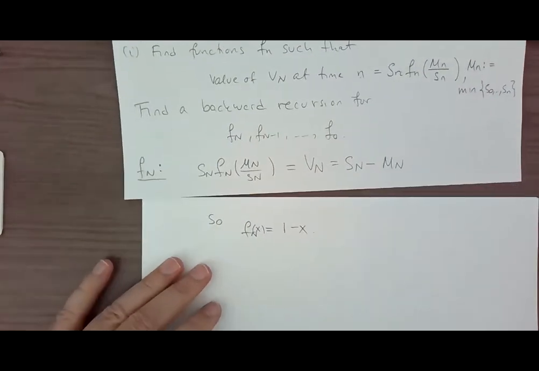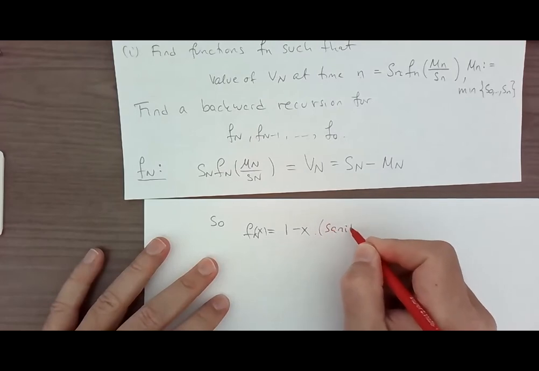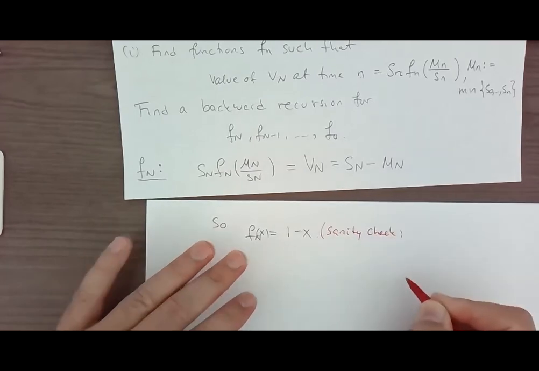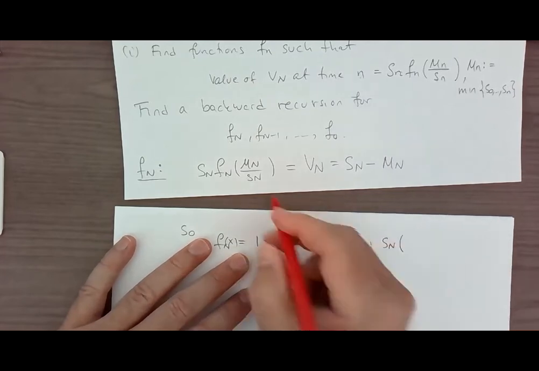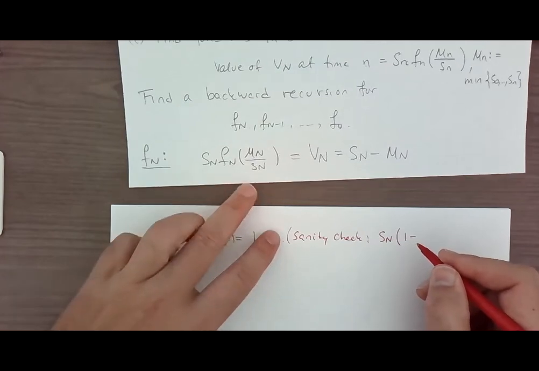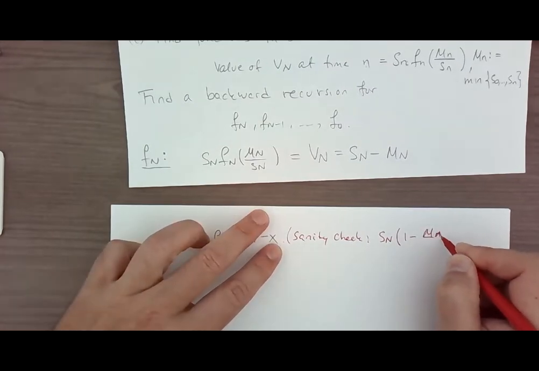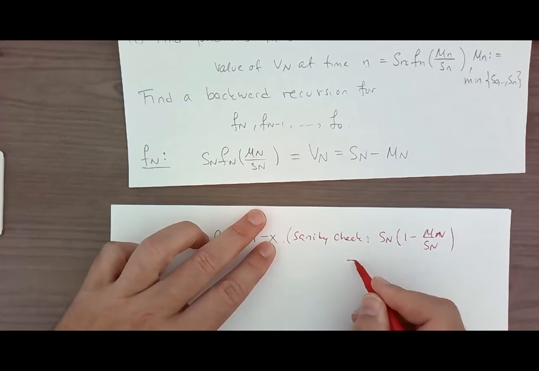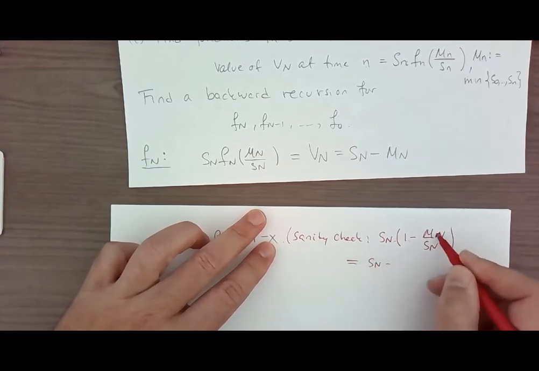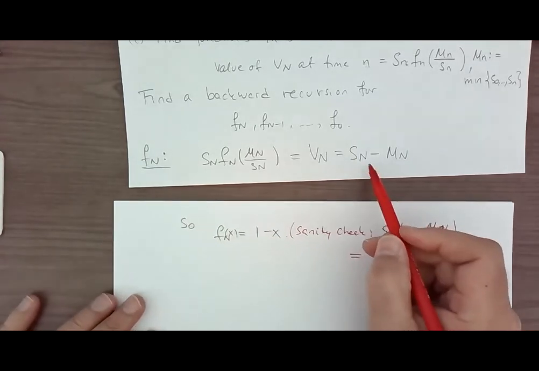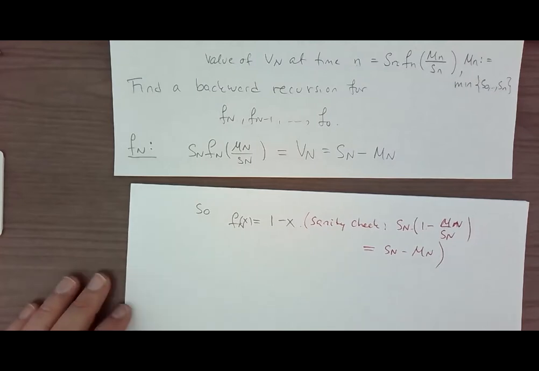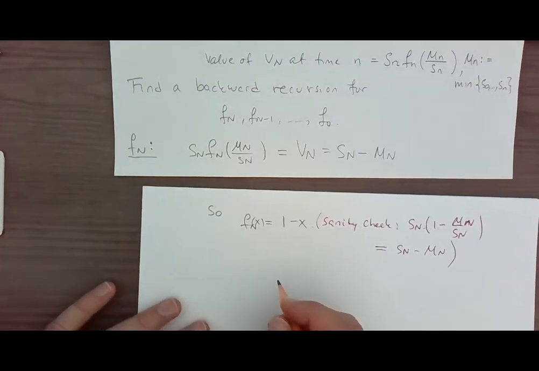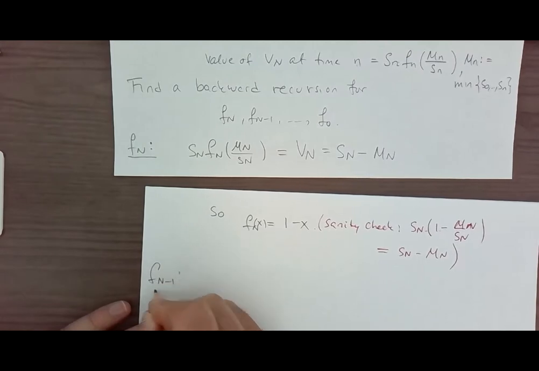Let's just do a sanity check. If I take Sn times fn, this is 1 minus, and then instead of x, I'll have Mn divided by Sn. What would it be? Sn minus Mn. Yes, it works, that's exactly what we want. Okay, so how do we get the next one? The next one we want to get is fn minus 1.